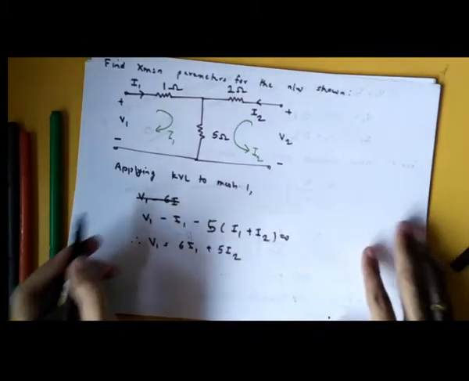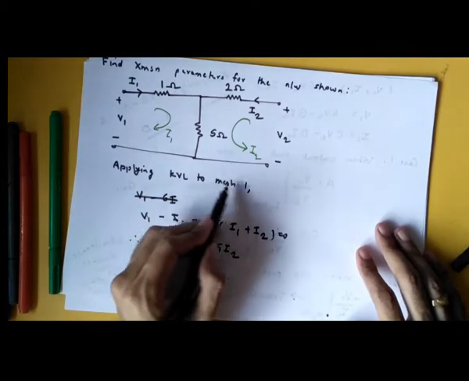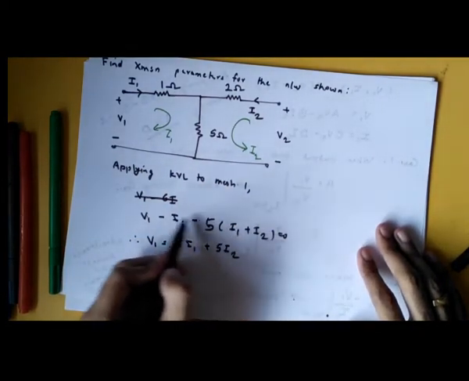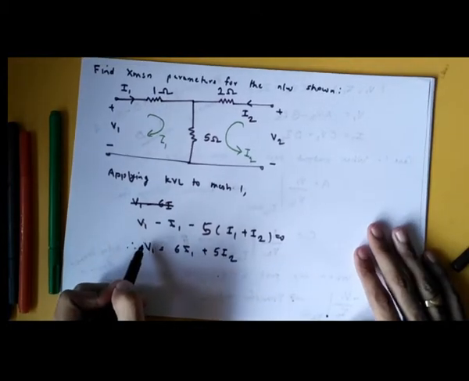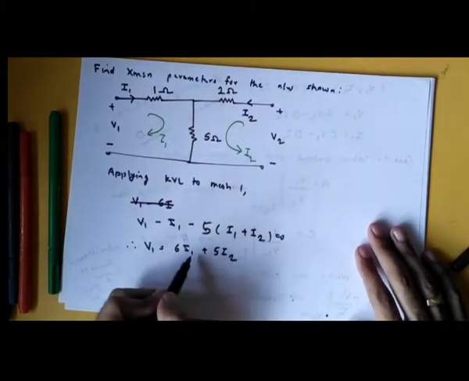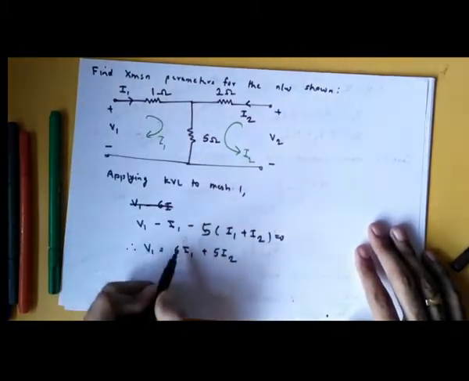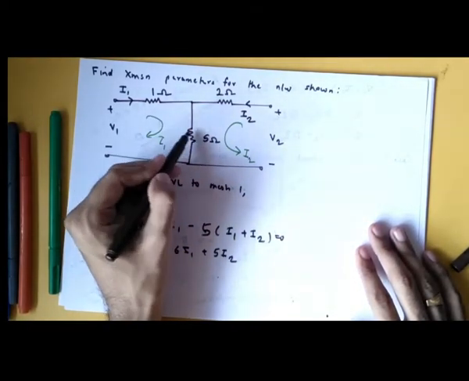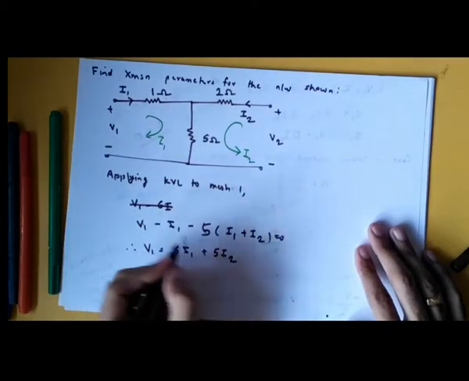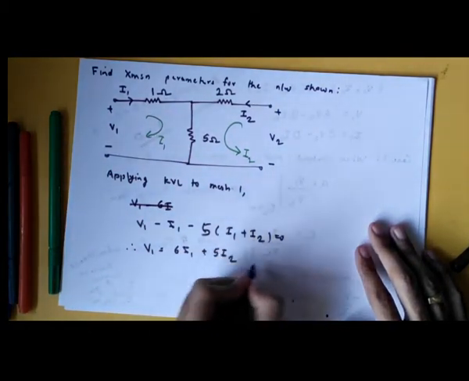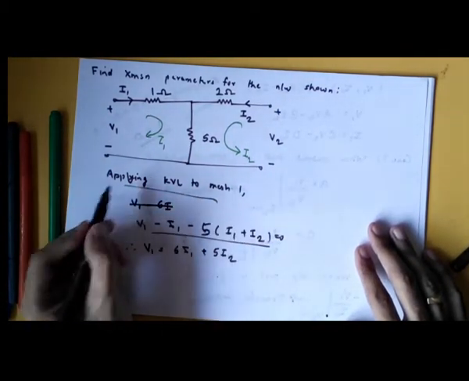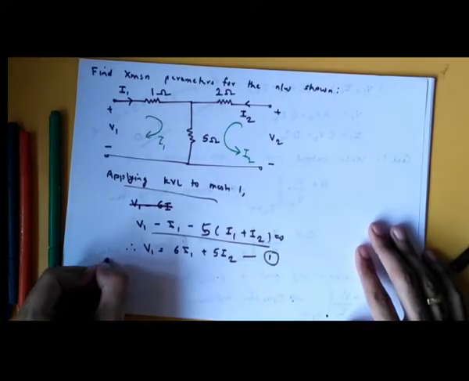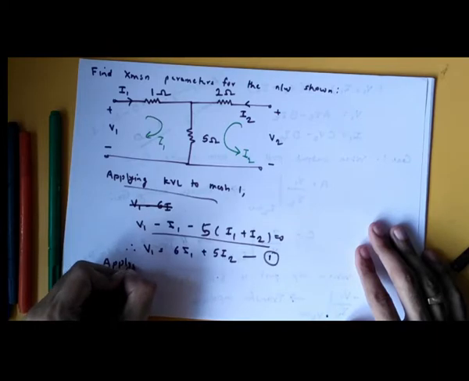See, in the exam what you have to write? Applying KVL to mesh 1. This is very important. Then how you are getting the equation you have to write, then you can directly write the equation, right? Here if you want you can use the shortcut method: 5 plus 1 is 6, then sharing is minus 5, and then equal to V1. In that way also you can write, but this line is important. So this is equation 1.